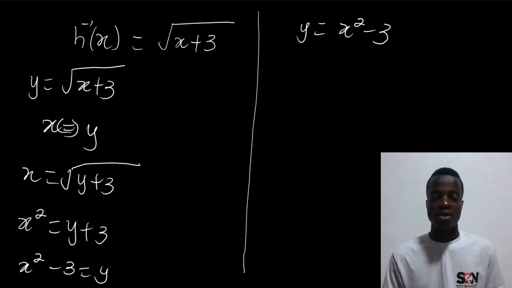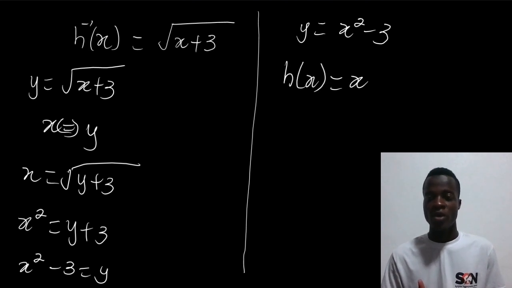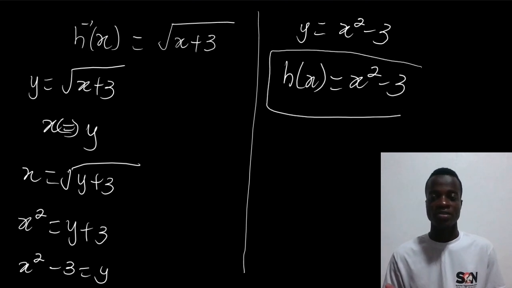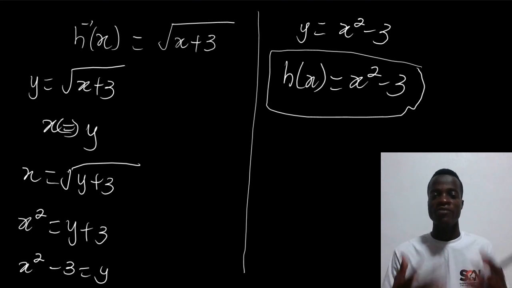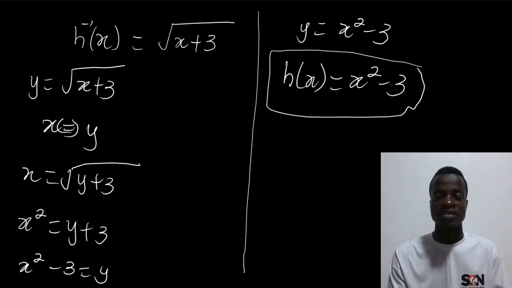right side. Now, because I just used y to have my function well manipulated, my operation well manipulated, when I'm done, I need to bring back h of x to be equal to x squared minus 3. Yes, just reverse the function. Just reverse the function, then you are good to go. So when you are given an inverse of a function, just reverse the function.